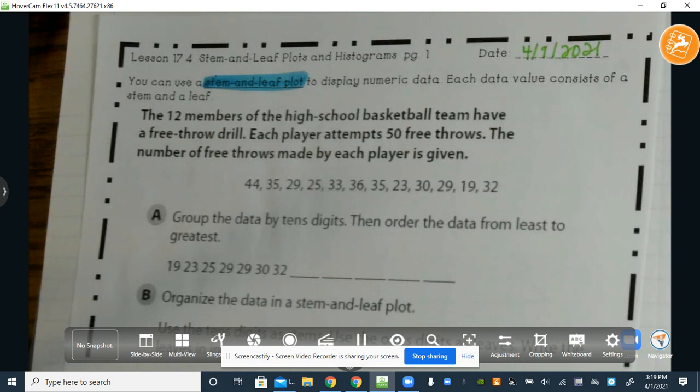It's the same thing, but in my class today, lots of my kids have said that stem and leaf plots are a lot easier to work with than box and whiskers plots or box plots. So we'll see how that works with you.